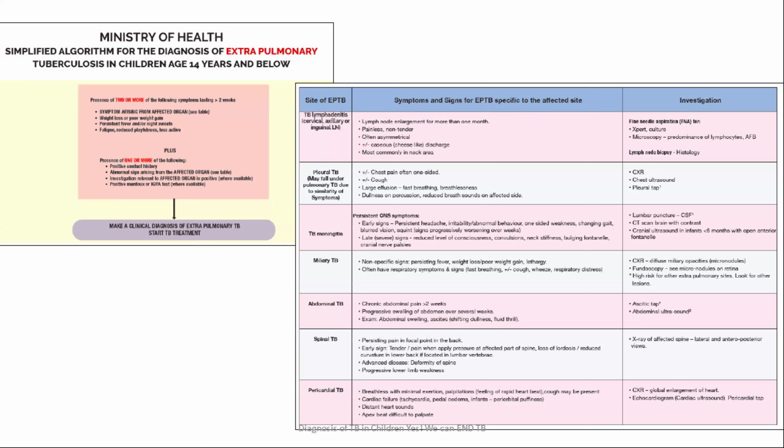We are now able to do GeneXpert on CSFs, but again, it will also show you a very high protein. It will show you changes on the CT scan, for example, a new onset hydrocephalus because of that thick meningeal exudate. And where you're not sure, please do refer these children. Next slide.